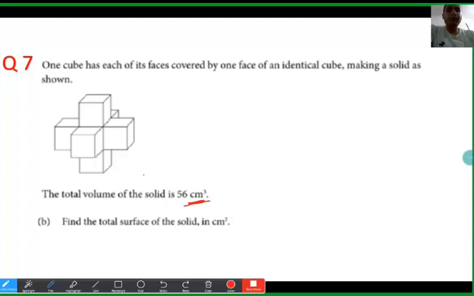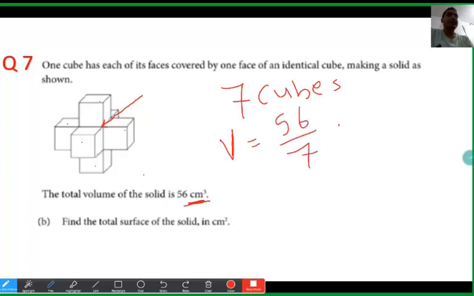Alright. That means there is a hidden cube in the depth, inside the solid. So the total cubes that we have are 1, 2, 3, 4, 5, 6, and the one inside, which is 7. So we have 7 cubes. The volume of the total solid is 56. That means the volume for each cube is 56 divided by 7, which is 8 centimeter cubed.